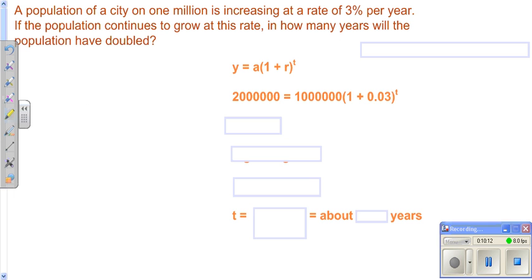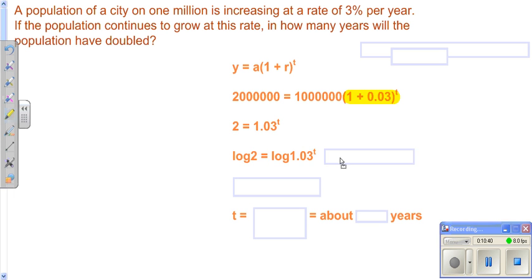So you want to try to get the part that has your exponent on it by itself. So you've got to get rid of that million, so you can divide both sides by a million. So you get 2 is equal to, and your parentheses simplify down to this. Now, to get our variable out of the exponent, we're going to use logarithms. But I'm not going to use a natural logarithm because I don't have an e here. I'm going to just use a common logarithm. Take a common log of the left, common log of the right.